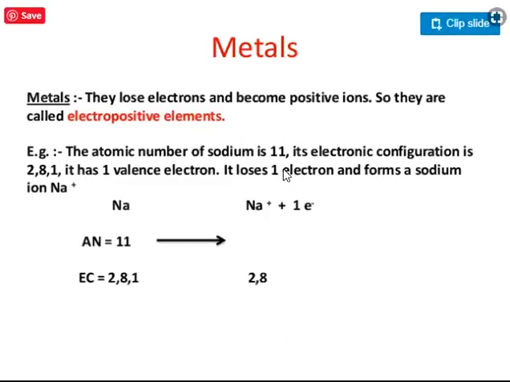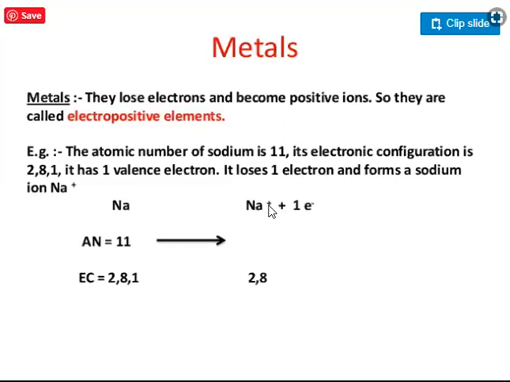The atomic number of sodium is 11. Atomic number means the number of electrons in the sodium. Its electronic configuration, that means how the electrons are arranged in different shells, is 2, 8, 1. In the first shell 2 electrons, in the second 8, and in the third one, the outermost shell, 1 electron. So when sodium has to react with anything, it loses its 1 valence electron and becomes a sodium ion with 1 positive valency or positive charge.